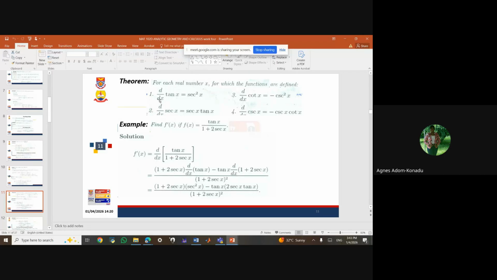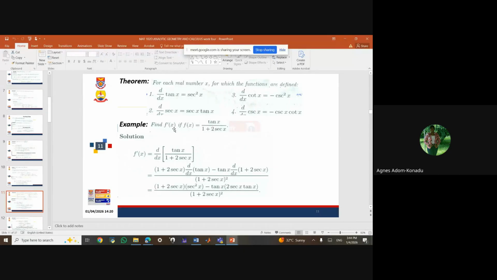So that is that. Then we want to continue with the theory. For each real number x for which the functions are defined, the differential of tan x is sec squared x. So anytime you differentiate tan x, you're supposed to get sec squared x. Differential of sec x with respect to x is sec x tan x. Differential of cot x with respect to x is negative cosec squared x. Differential of cosec x is negative cosec x cot x.